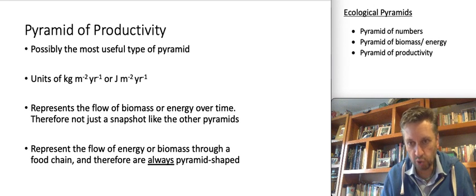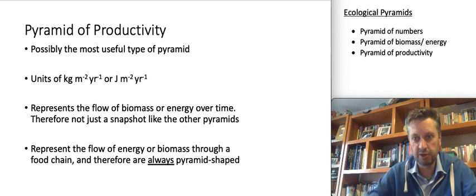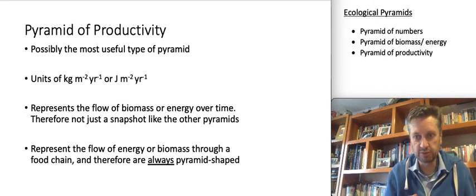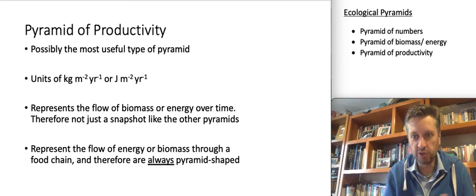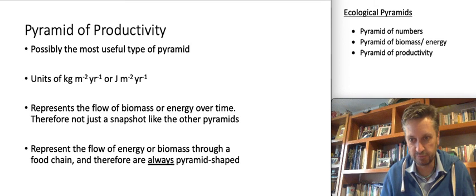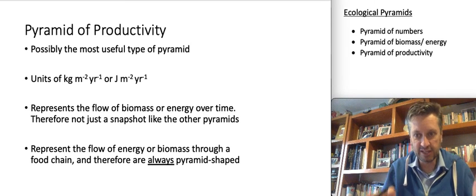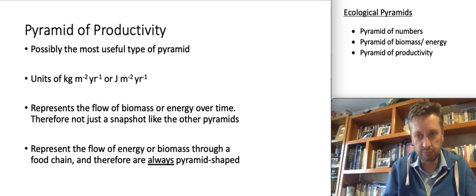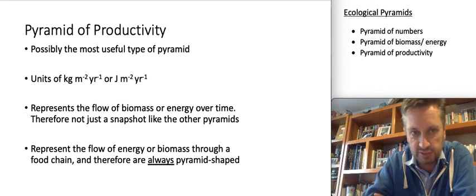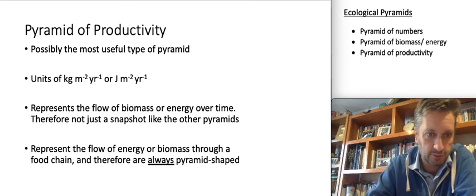Because of this, you always have a pyramid-shaped pyramid of productivity. And the reason that happens is because of the laws of thermodynamics. We know that if you average out our issues with snapshots before, you always have less energy available from trophic level to trophic level to trophic level. And that's always represented in the shape of a pyramid of productivity. Okay, hope that made sense.